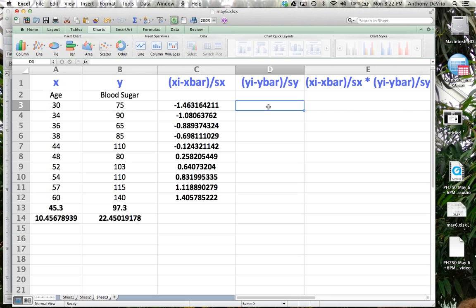Okay, so now I'm going to do the same thing for my y values. Okay, you guys following this? Equals. Okay, it's going to be equal to my y value minus my average value for y. I'm going to put that in parentheses and make it an absolute reference with the dollar sign so it doesn't move down as I copy the formula.